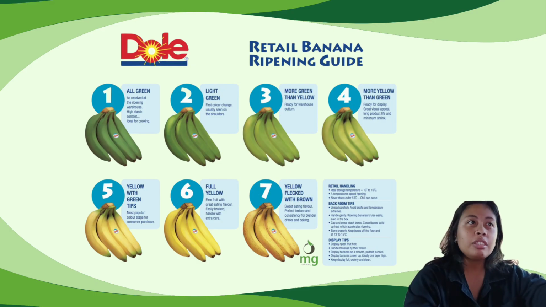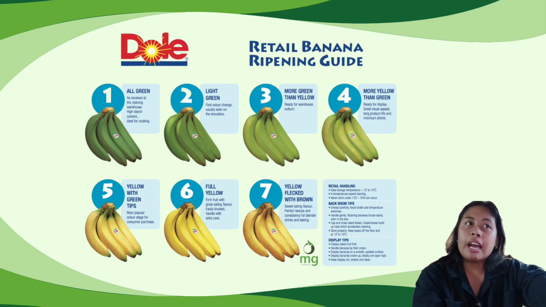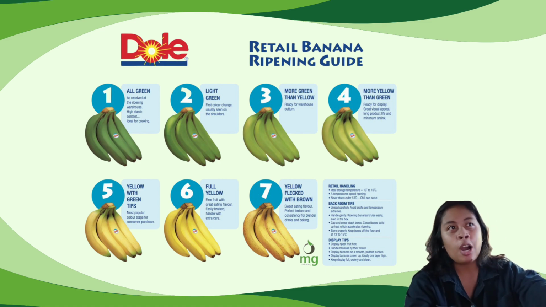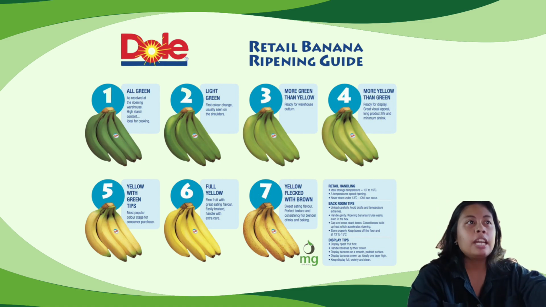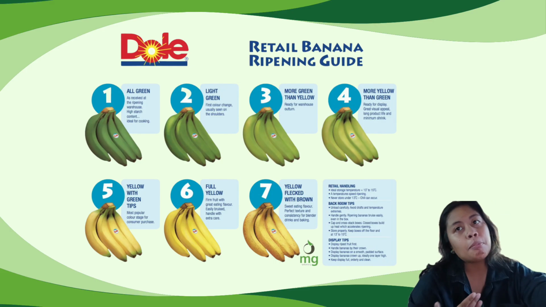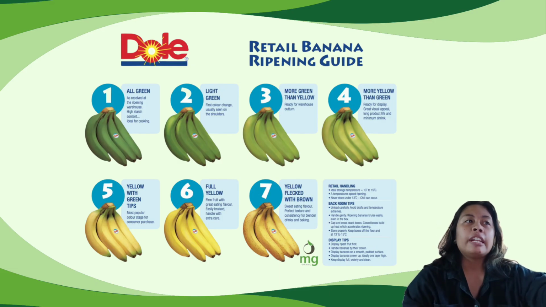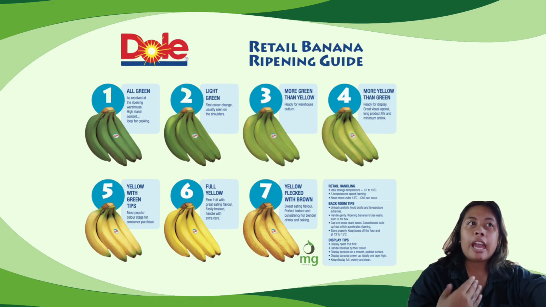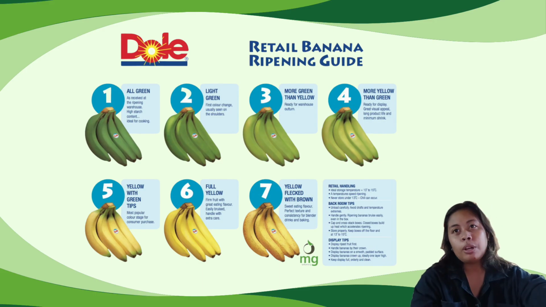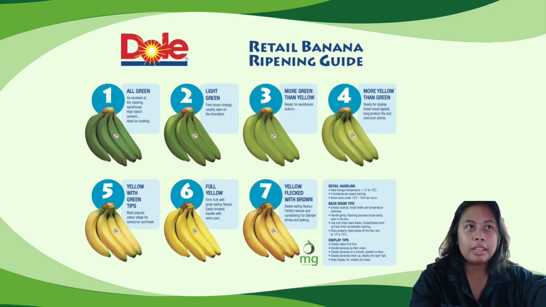First, this slide shows the different stages of ripening of the banana, from stage 1 to stage 7. Stage 1 is all green. Usually, it is used for shipping so that it does not spoil easily. It also has a high starch content, so it's not yet ready to eat.